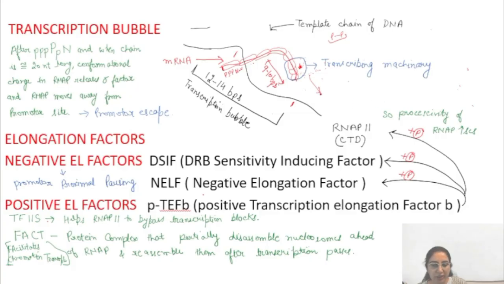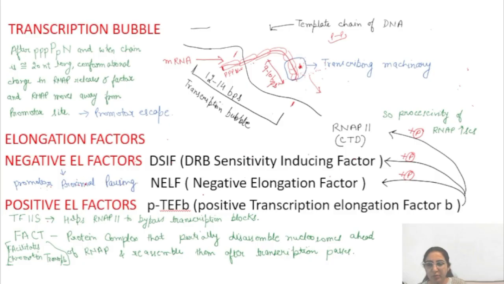For this process to continue, we need the elongation factors. These elongation factors can be positive elongation factors or negative elongation factors. Examples of the negative elongation factors are NELF, or negative elongation factor, and second, DSIF, or DRB sensitivity inducing factor. These two are elongation factors and they cause the promoter proximal pausing.